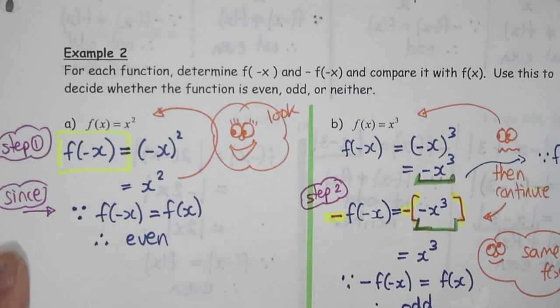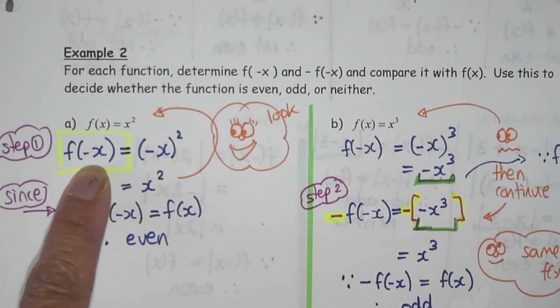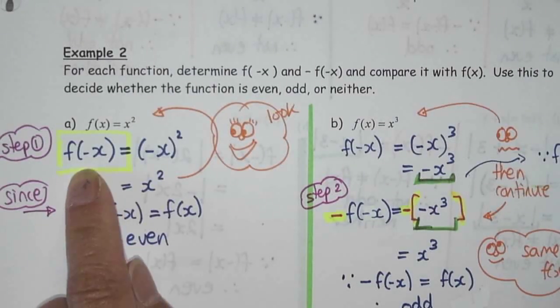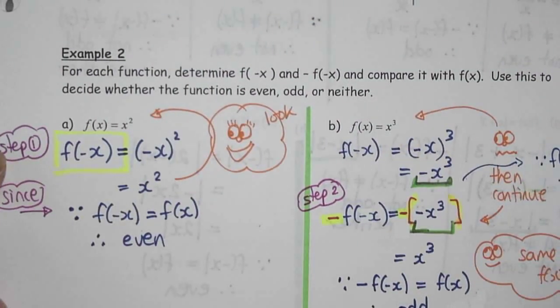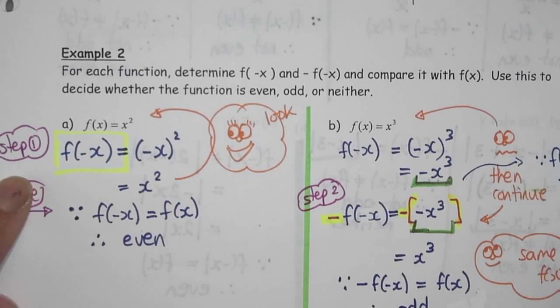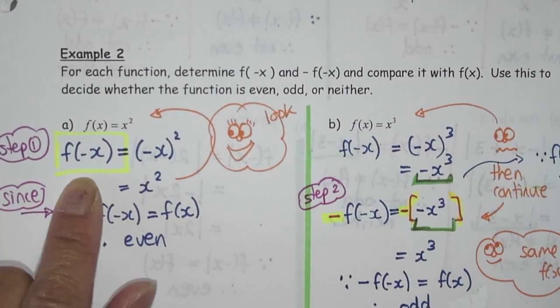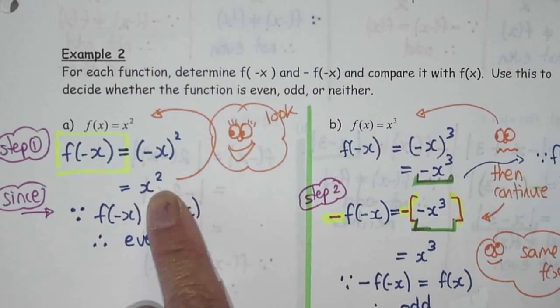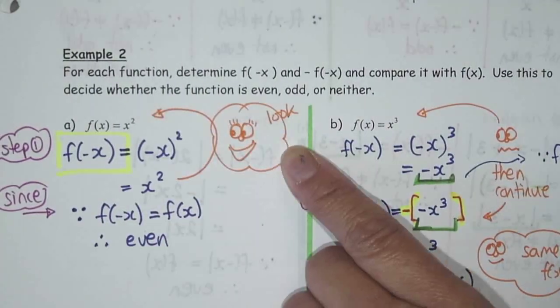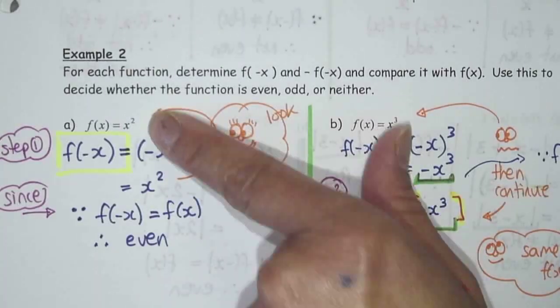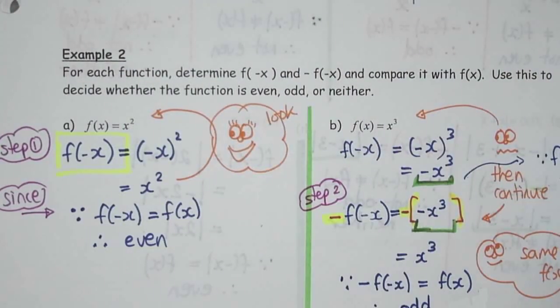So for example 1, step 1, I was always checking the horizontal reflection. So I sub in this. You do not have to write step 1, step 2. Whatever's in these little bubbles, you don't have to write. Those are just your brain thinking. Step 1, I check the horizontal. I plugged it in. You look back at the original. Again, you don't have to draw the face. You look back at the original. It's the same. So then you stop there and write your conclusion.